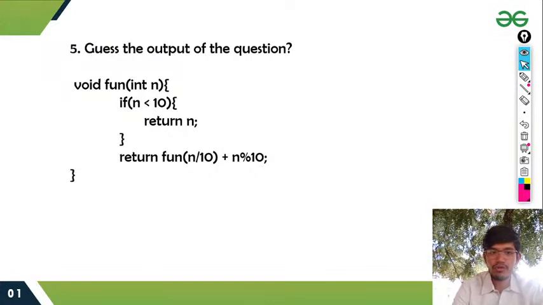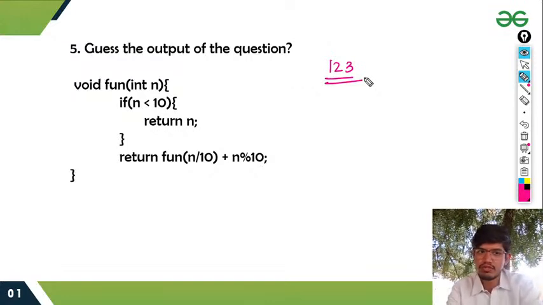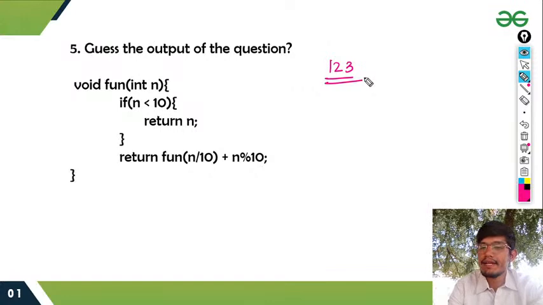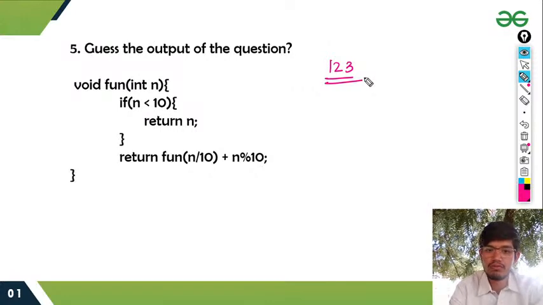Now we need to guess the output for this question when we give the input value as 123. Guys who are watching, please tell me what is the output for this question when we pass int n equals 123 in the function. Can you guess the output when we try to run the code?